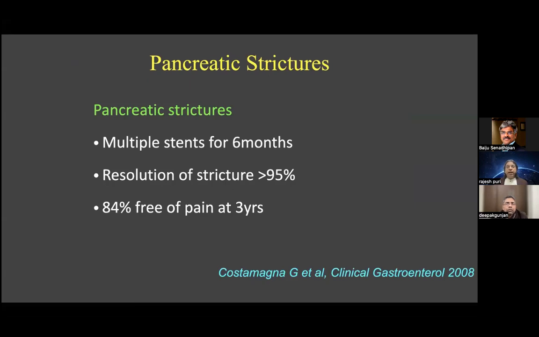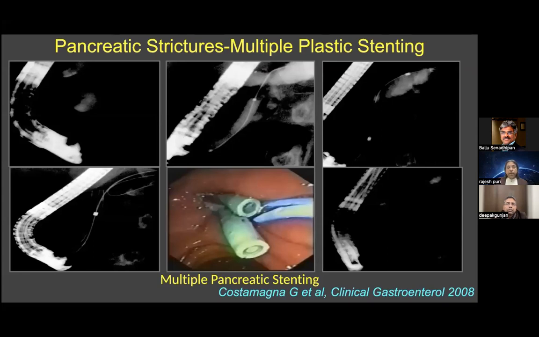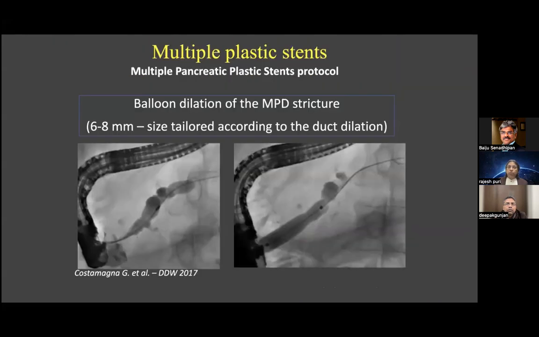Then Costamagna proposed a concept. As he had proposed the concept for biliary stricture, he gave a concept of multiple stents for pancreatic duct stricture. He put in multiple stents for 6 months, and he saw that resolution of the stricture occurred in around 95% of these cases, and 84% of the cases were pain-free for 3 years. This slide has been taken from Costamagna et al., from his lecture, and you see that he has put multiple plastic stents across the stricture depending upon the ease of putting the stent.